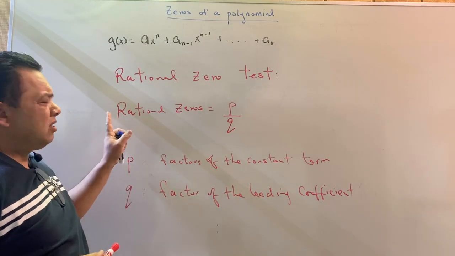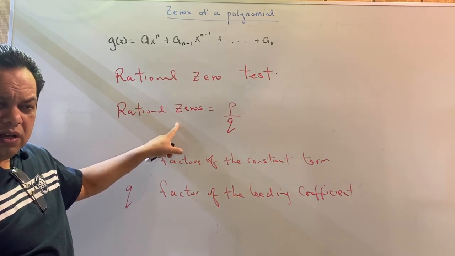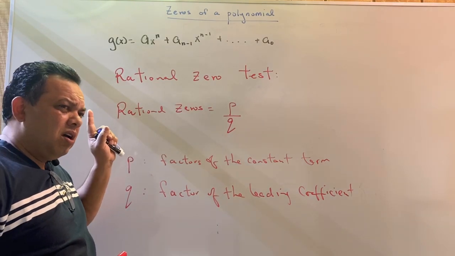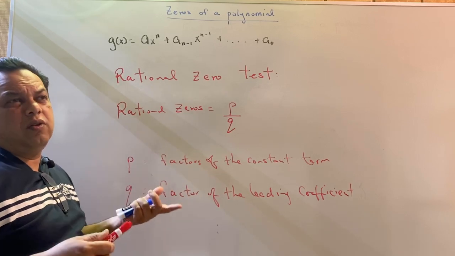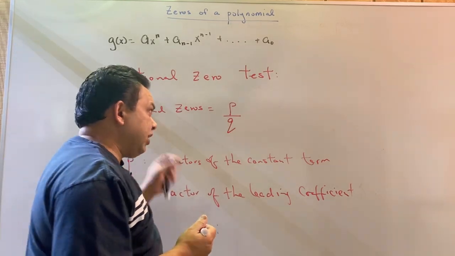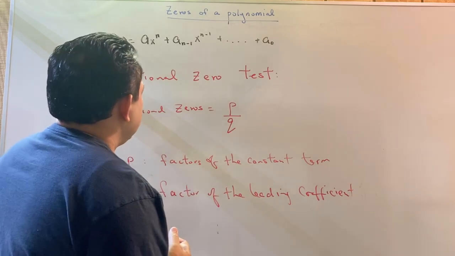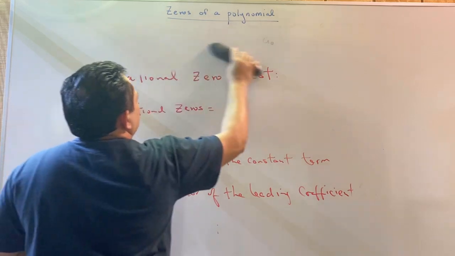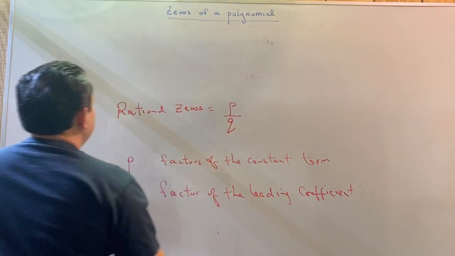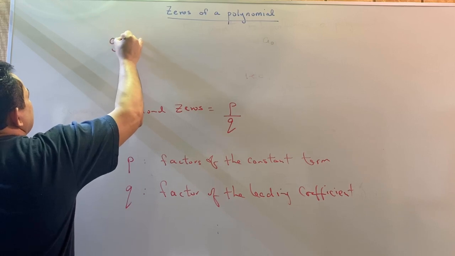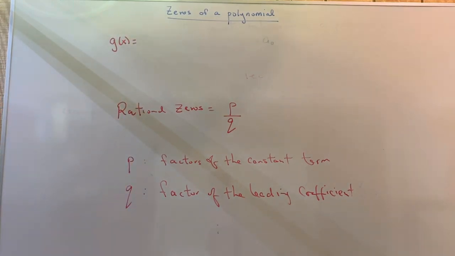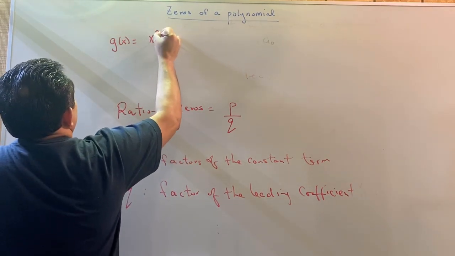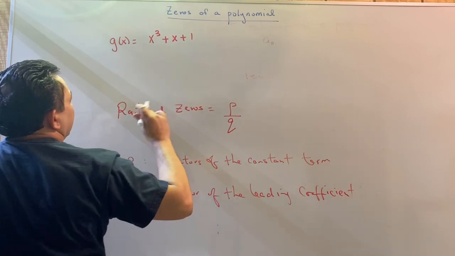And now keep in mind, it's a rational zero. So we are looking for ways to find zeros, at least the rational zeros. What does that mean? Well, if we have a polynomial, g of x is equal to, let's look at one we have, x cubed plus x plus 1.